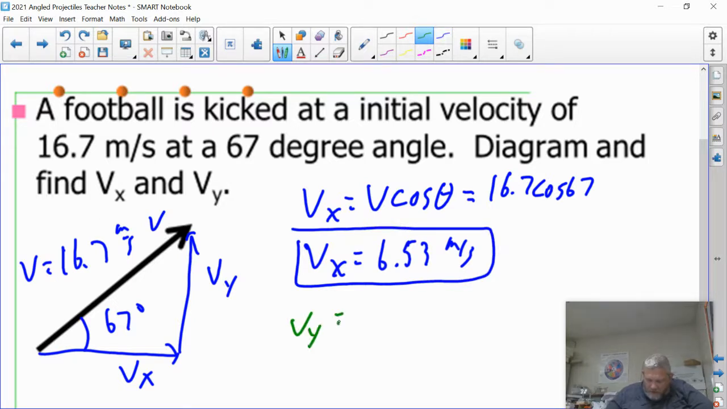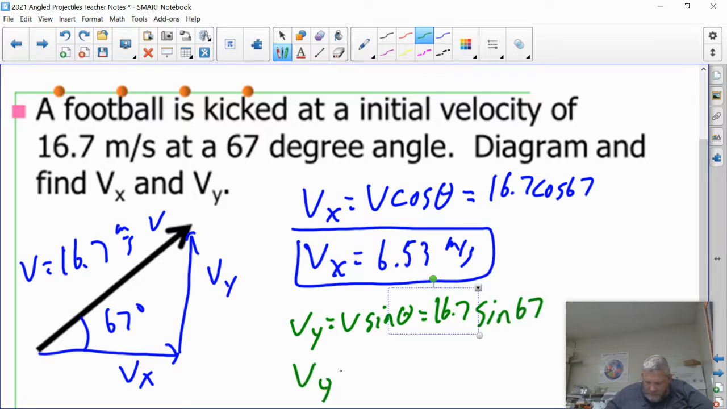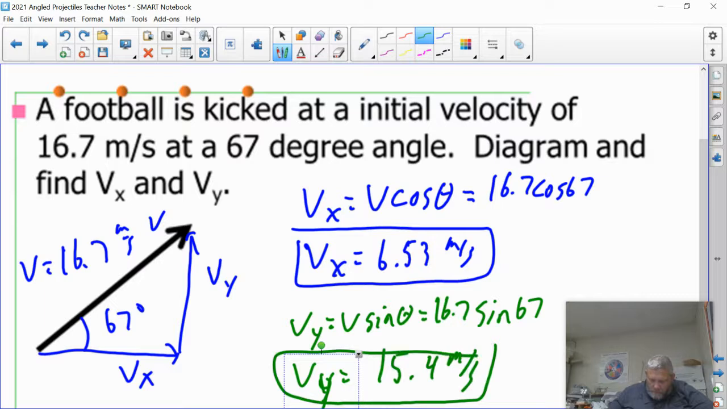And then Vy is going to be V cosine. Sorry, not V cosine. Let's try that again. Vy is going to be V sine theta, or 16.7 sine of 67. And we just plug that into our calculator. 16.7 times the sine of 67 gives me 15.4 meters per second. And because the angle is pretty steep, Vy is much bigger than Vx.